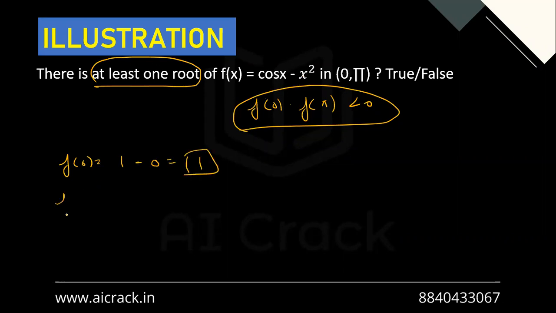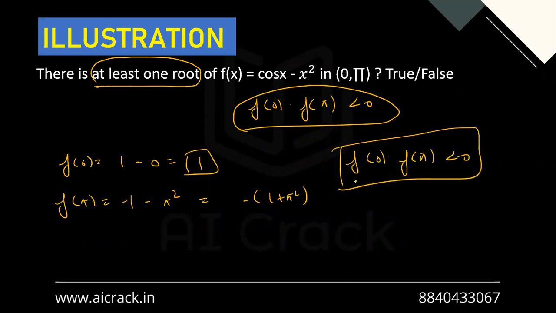So f of 0 is 1. f of pi, that would be cos pi is minus 1, and that would be minus pi square. So that will become minus of 1 plus pi square, right? Now you can clearly see that f of pi is negative, f of 0 is positive. So f of 0 times f of pi is less than 0. So according to our alternate version of the intermediate value theorem, we can clearly see that this has at least one root in this range.